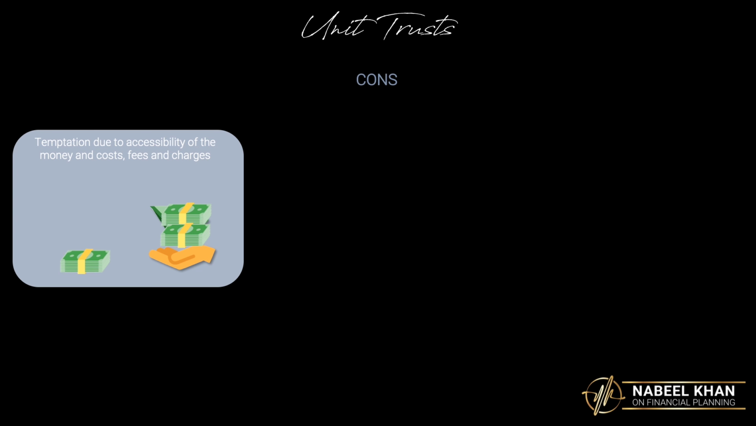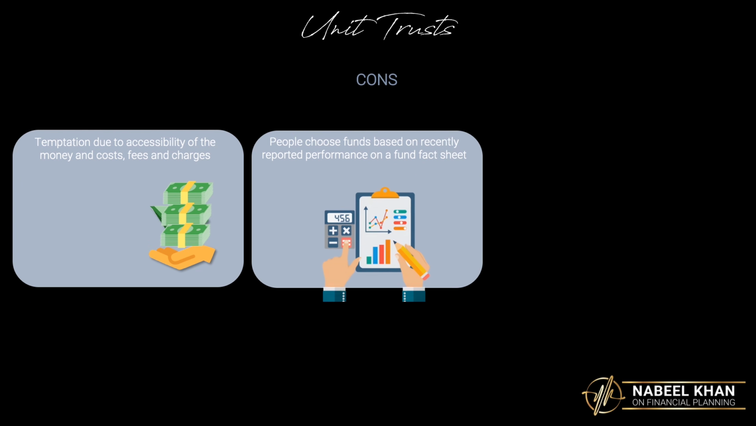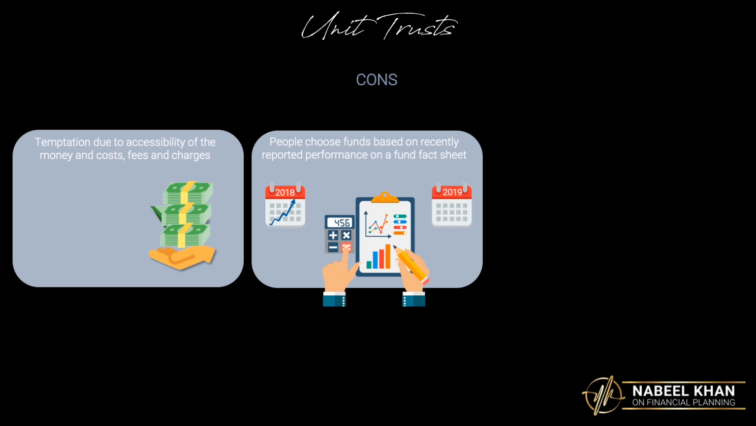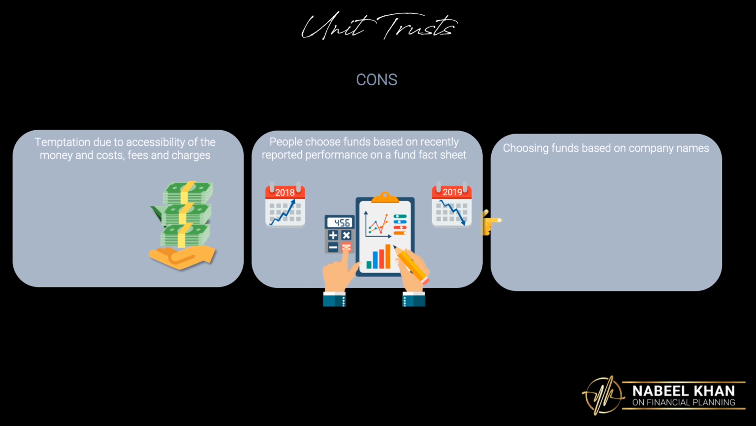Costs, fees, and charges. That's a whole different discussion for another video because you do get low-costed funds. People choose funds based on recently reported performance on a fund fact sheet. The best performing fund could very well be the worst performing fund next year, and this mindset is often not understood. Now, if you're one of these people, it's probably because you don't understand these things and you don't know how to read a fund fact sheet, and so I'll do a video on how to read a fund fact sheet. Choosing funds based on company names.